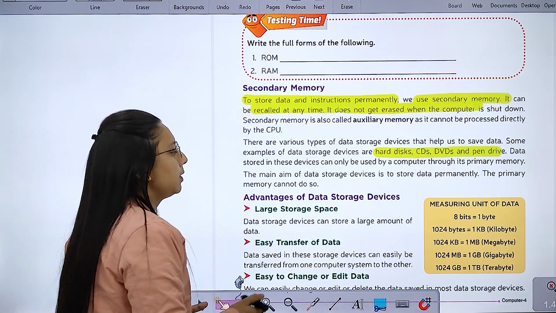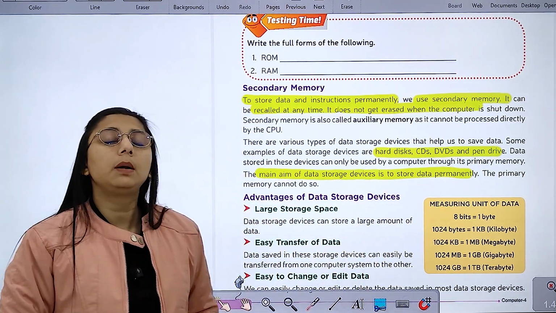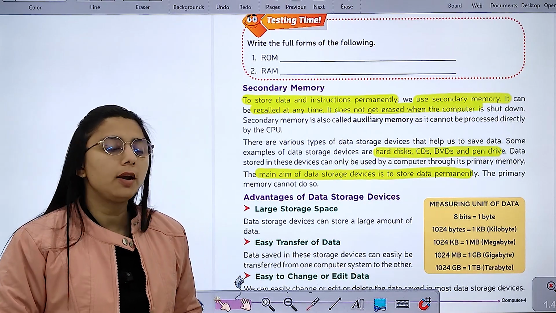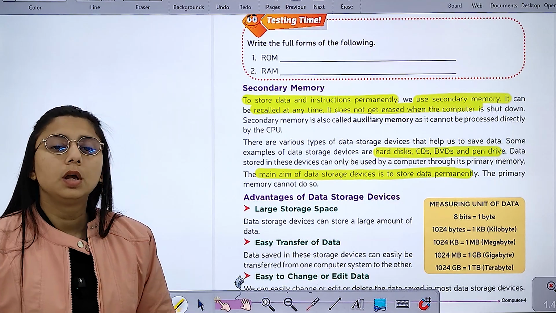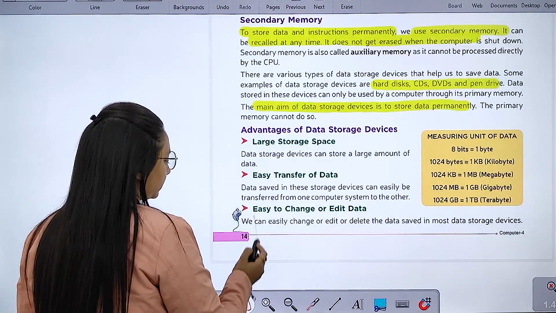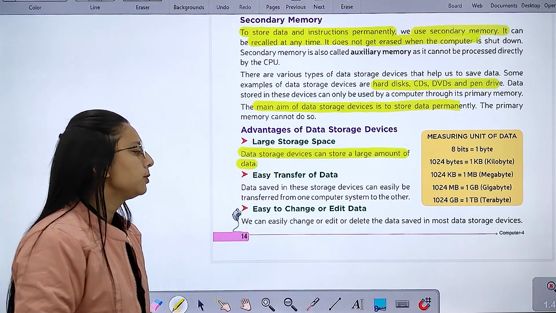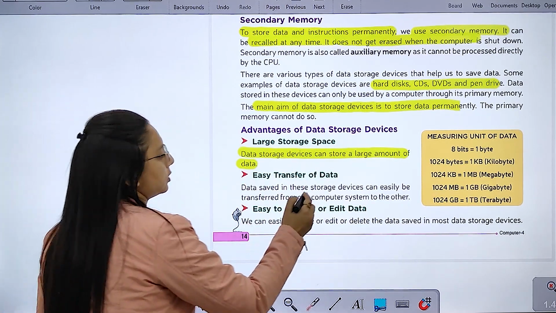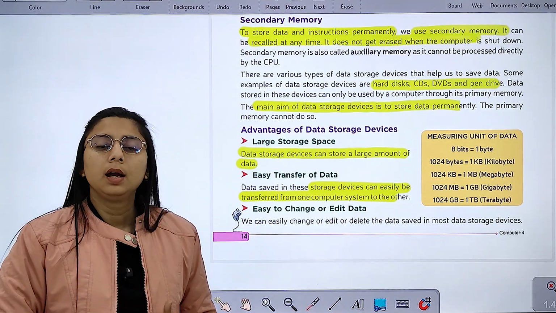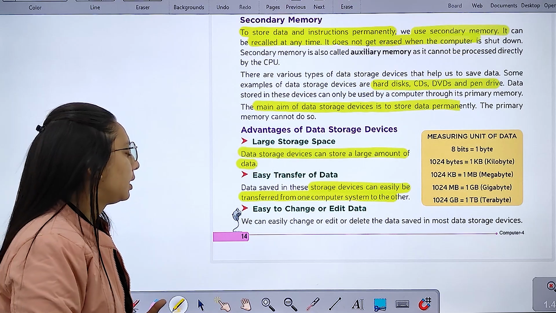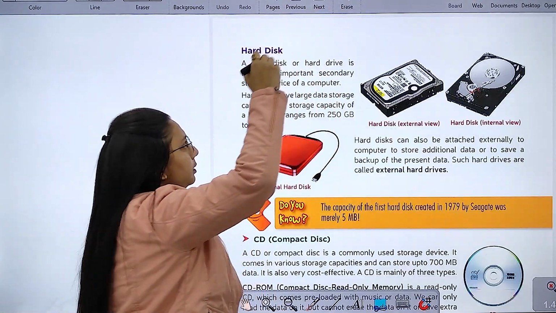The main aim of a data storage device is to store data permanently. The primary memory cannot do so. Advantages of storage devices: because of the large storage space, a data storage device can store a large amount of data. Easy transfer of data: data saved in the storage device can easily be transferred from one computer to another. Easy to change or edit the data: we can easily change, edit or delete the data saved in it.